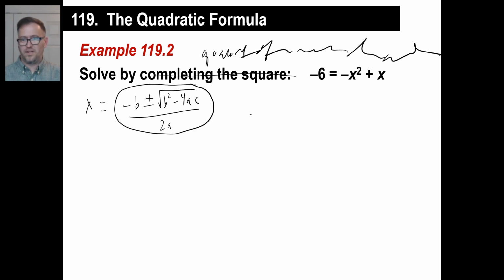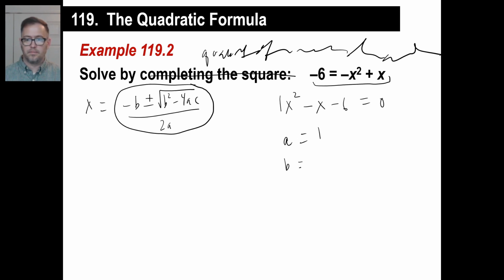Well, this doesn't look right. That's not in the right order. Let's get this thing in the right order. Move the negative x squared over, positive x squared. Move the positive x over, negative x. Leave the negative 6 where it is. Equals 0. Okay, you tell me, what's your a? It's 1, right? Okay, what's the b? Negative 1, right? Okay, what's the c? Negative 6. Okay, that's all we stick in here.